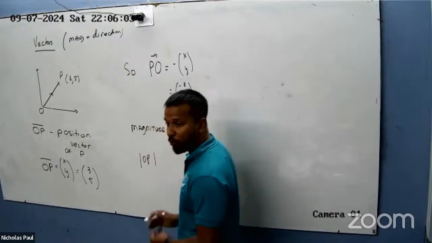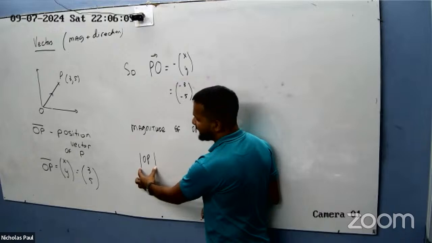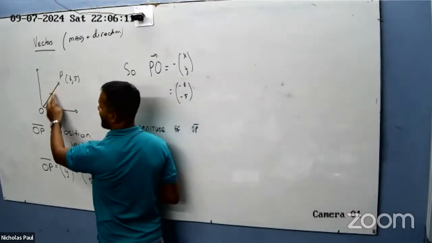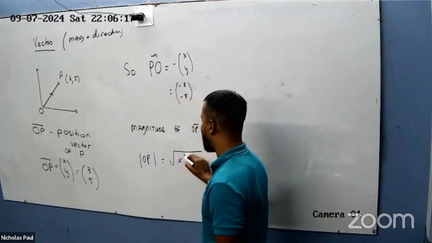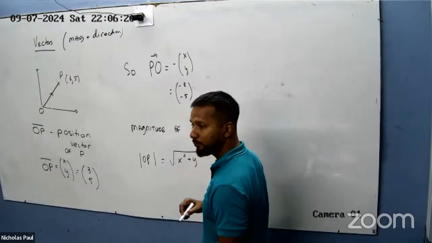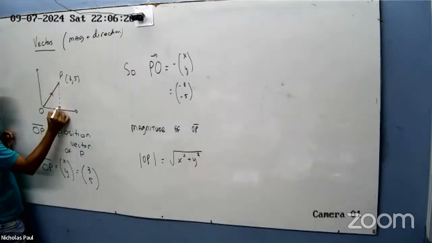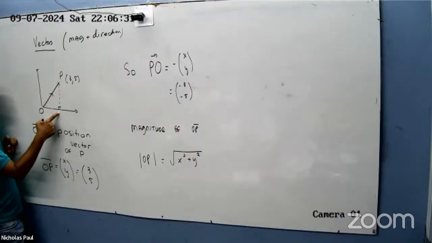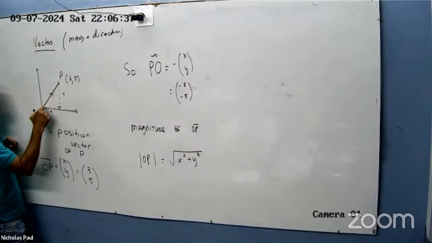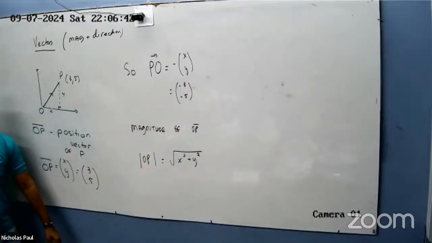To find the magnitude of OP, we write two lines on the outside. Those two lines signify you're finding the length of this line. To find the length of that line, it's simply the square root of the x value squared plus the y value squared. Let me show you where that came from. Anybody recognize this? A right angle triangle. If I use Pythagoras' theorem, here's the x and this is the y, then the length of this is the square root of x squared plus y squared.